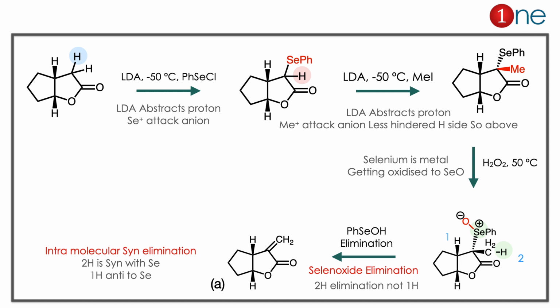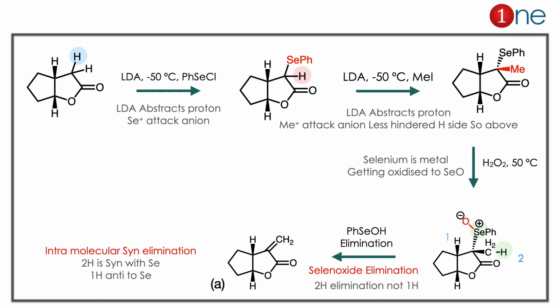Next step you are using hydrogen peroxide. Hydrogen peroxide always oxidizes the metal. Here selenium is the metal, it oxidizes to SeO. Here selenium oxide elimination is possible, which is a very important one. Why? Because it involves the elimination of beta hydrogen. Here 2 beta hydrogens are possible. One is near the ring, which is 1. Another is on the side chain, which is 2.